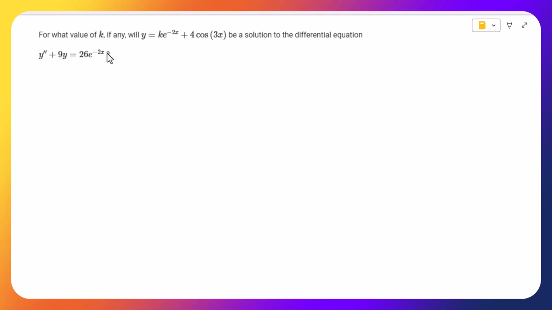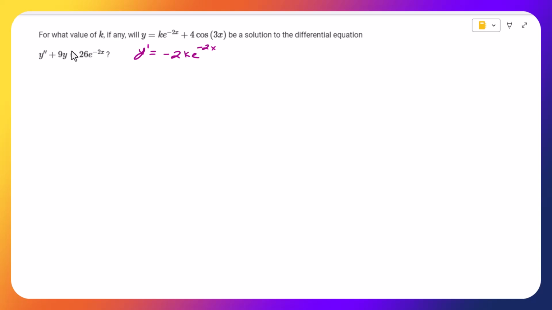But okay, we want to find a value of k that will make this a solution to that. What do we need? Well, we need y double prime. So let's just start off. Let's stick with pink. I'm feeling pink is a good color for me right now. Negative 2k e to the, you can pause the video and try and do this. I'll wait a few seconds.